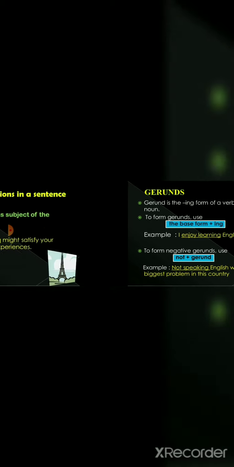Moving ahead with the gerunds and infinitives, let us start with the gerunds first. A gerund is the ing form of a verb used as a noun. So simple to understand. The ing form of the verb which is used as a noun is called a gerund. The base form plus ing. For example, I enjoy learning English. To form negative gerunds, use not plus gerund. Not speaking English well is my biggest problem in the country.